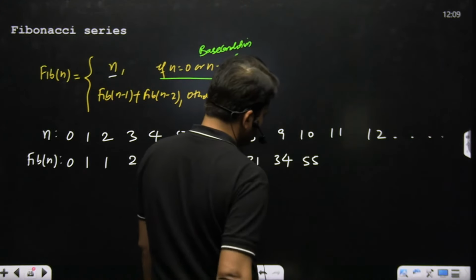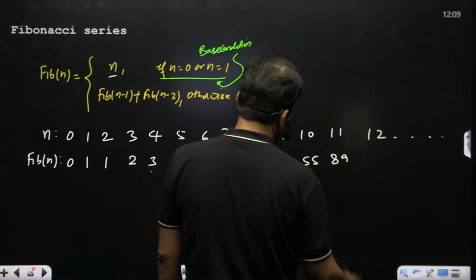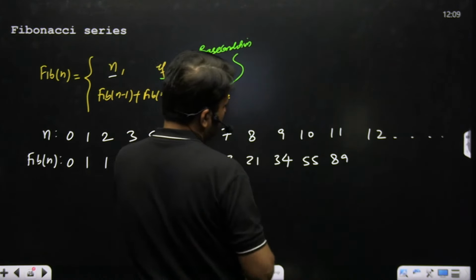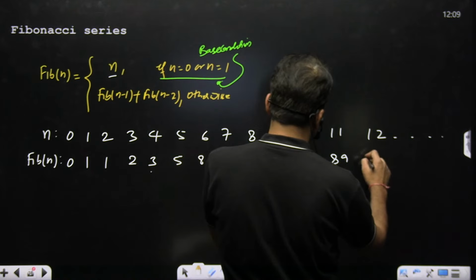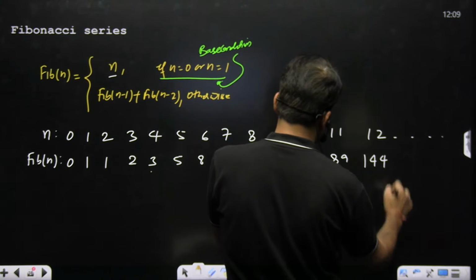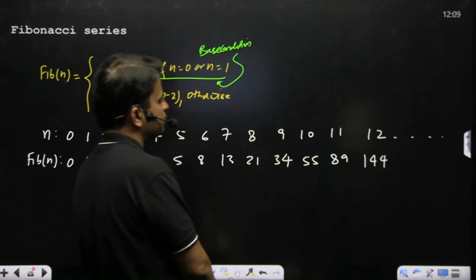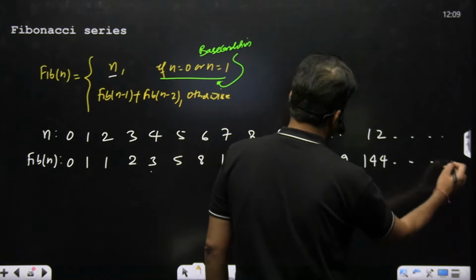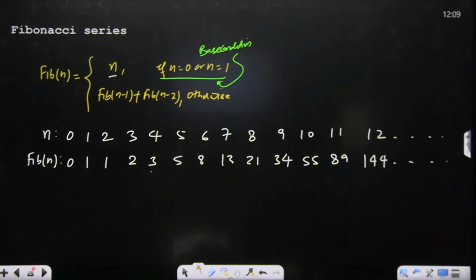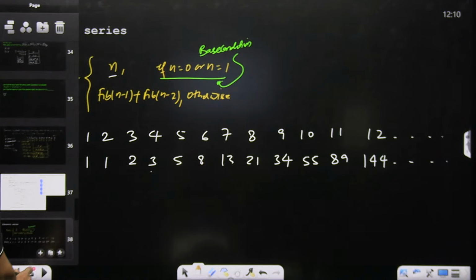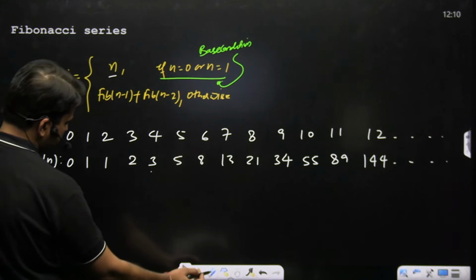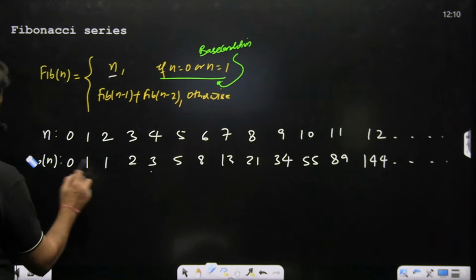What about this one, student? This is 89, this is 89 na. Yes, 89. What about this one, sir? 144. Okay. So this is the Fibonacci series. Okay, in this way you can evaluate the Fibonacci series.